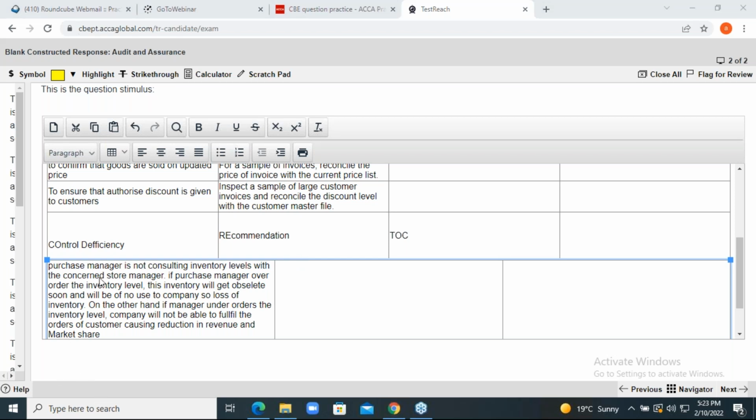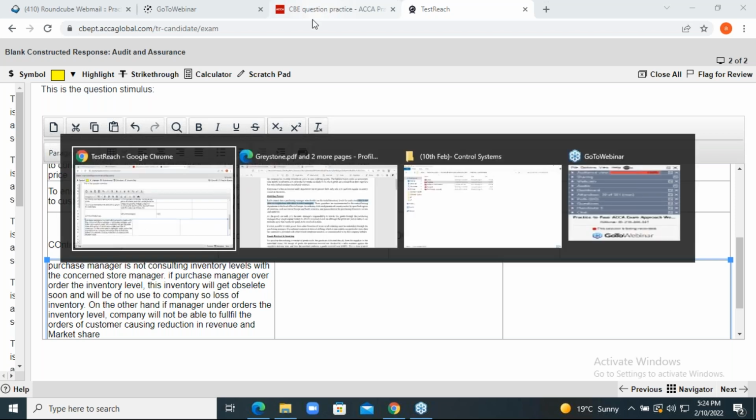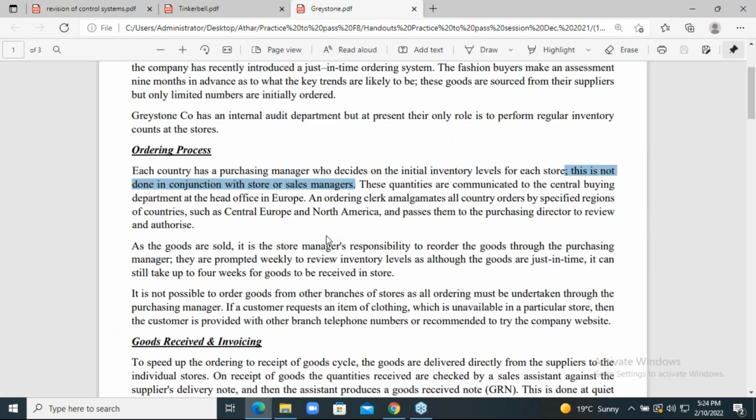Now some students might use a different approach here. For example, some students would recommend that this system is flawed, so kindly go for a decentralized system. If you have recommended that stores should purchase their own inventory, then you are on the wrong side of the data. You are not understanding what the problem of the organization is.